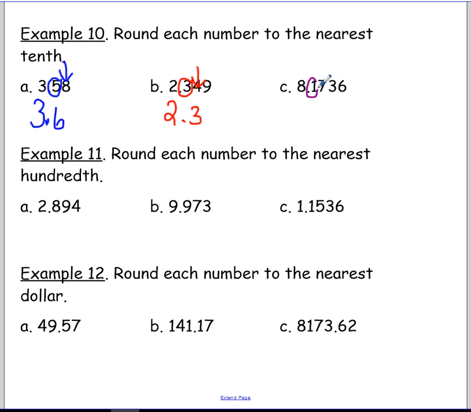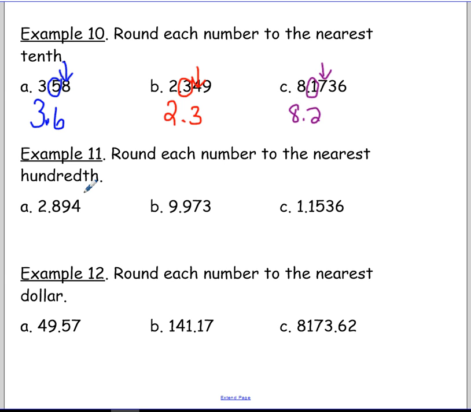8.1736, our 10th spot is a 1. And we're using the 7 to tell us to move it up to a 2. So 8.2000. Again, those zeros we don't write. And so we have just 8.2. So notice all our answers only have the 10th spot.